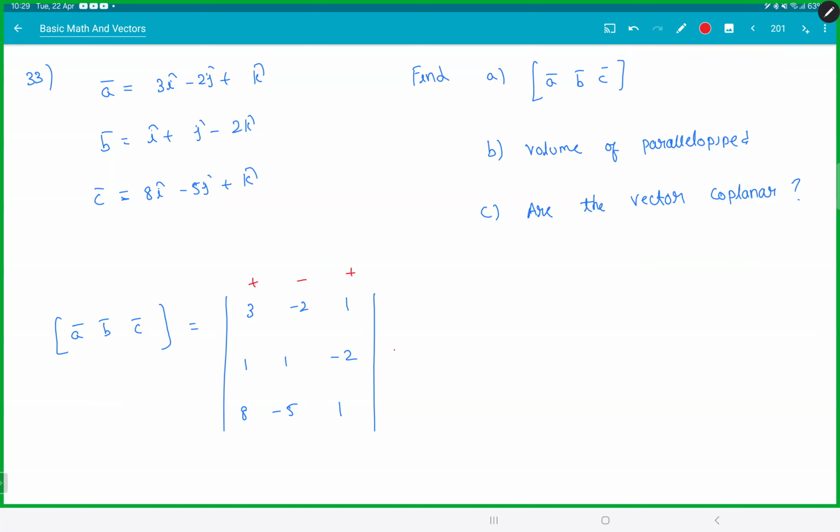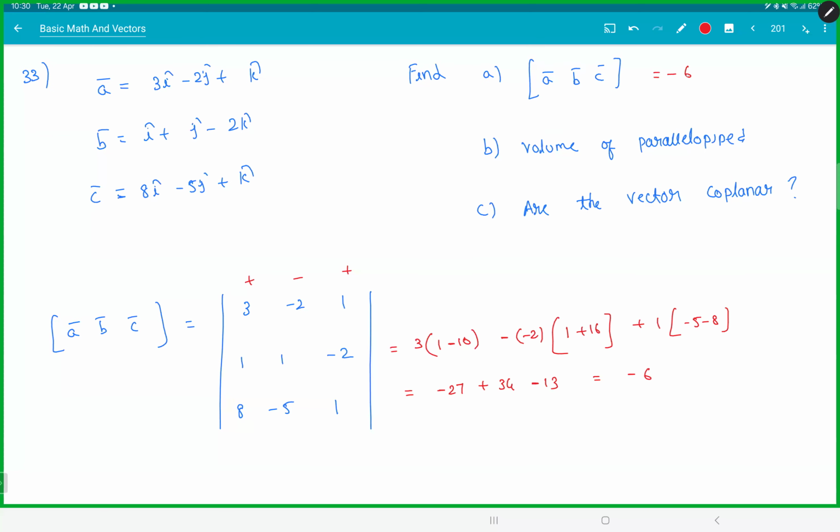Plus, minus, plus. So this is 3 into 1 into 1, minus 10. This is minus of minus 2. And then this will be this into this. That will be 1 plus 16. This is 1 into minus 5 minus 8. This is minus 27 plus 34 minus 13. This is minus 6. The box product is minus 6.